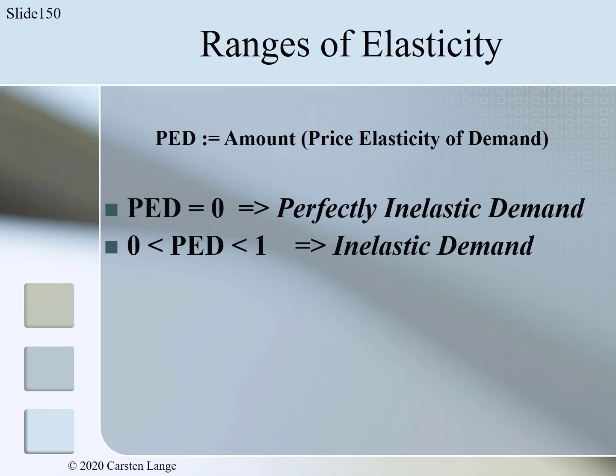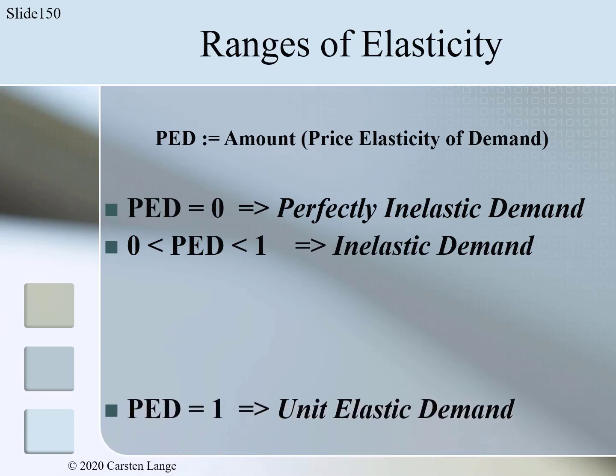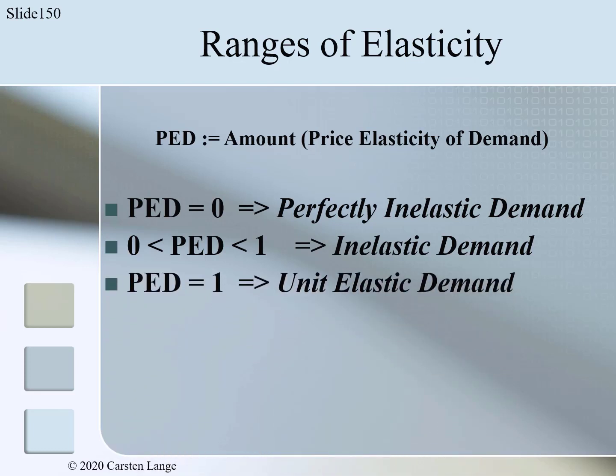If price elasticity is exactly 1, we call it unit elastic demand. This means whatever the percentage price increase is, the percentage decrease in quantity will be exactly the same.